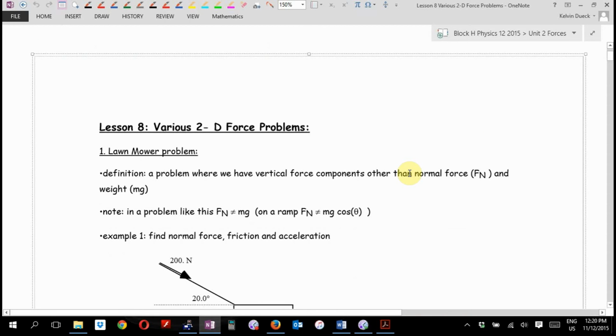First type of question I call the lawnmower problem. I love the lawnmower problem. Will you marry me?